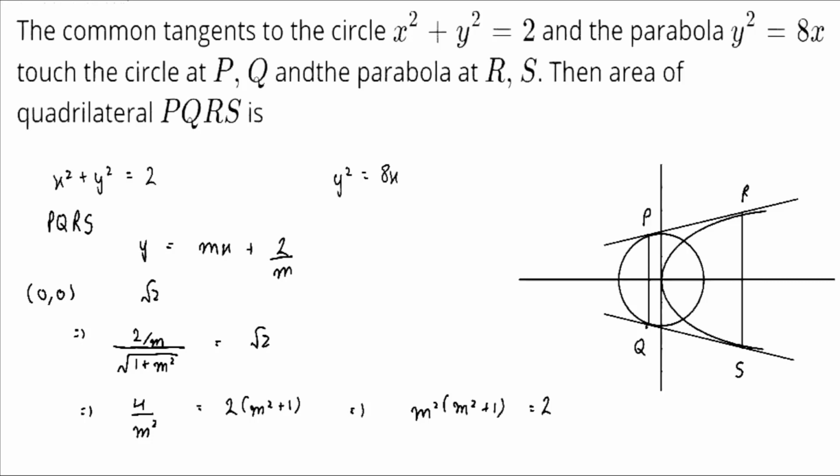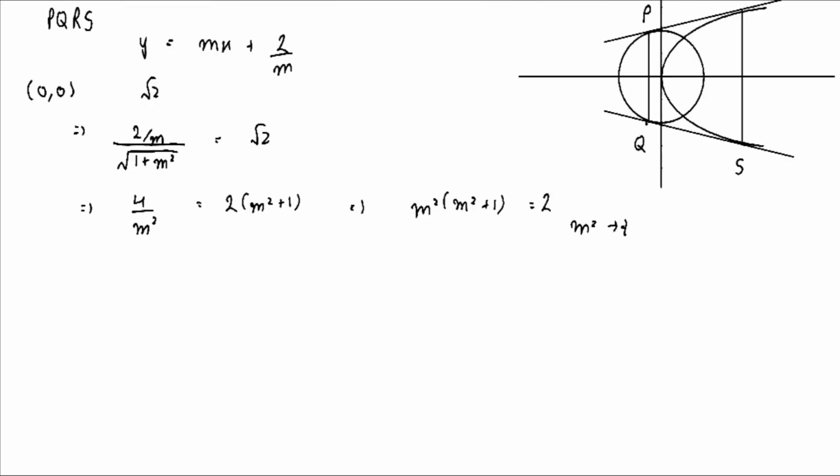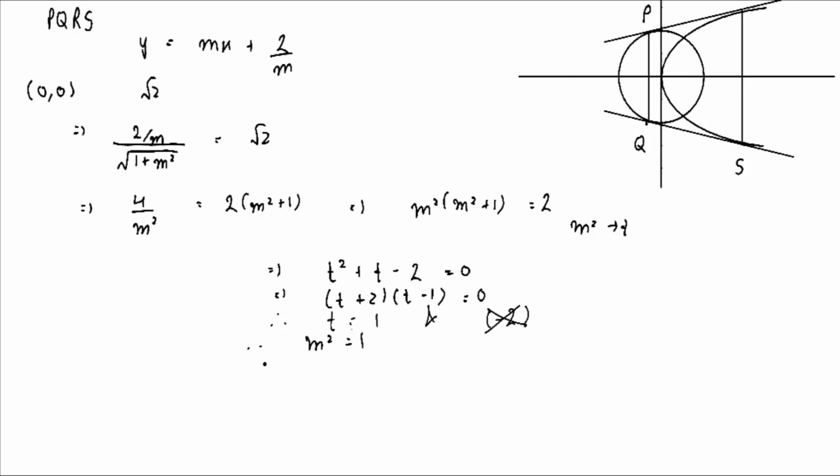To solve this, we'll replace m square by t. So we get a quadratic equation in t which is t square plus t minus 2 equals 0. On factorizing we get (t plus 2) into (t minus 1) equals 0. Therefore, the required values of t are 1 and minus 2. But since t is equal to m square, it cannot take any negative value. Therefore, we get t equals 1. So m square is equal to 1. Therefore, m will be equal to plus minus 1.